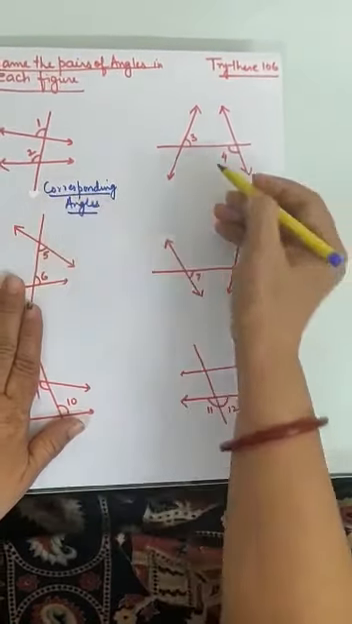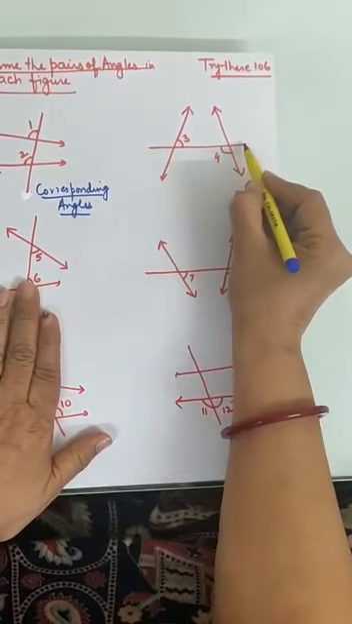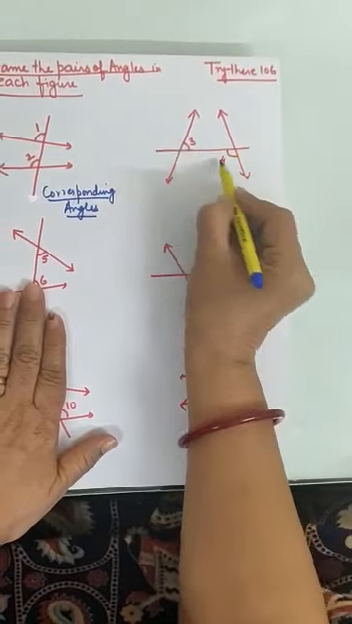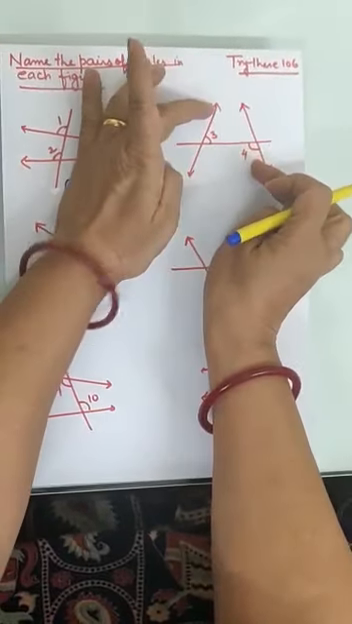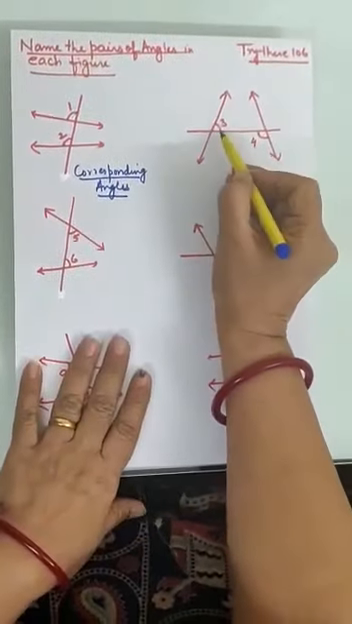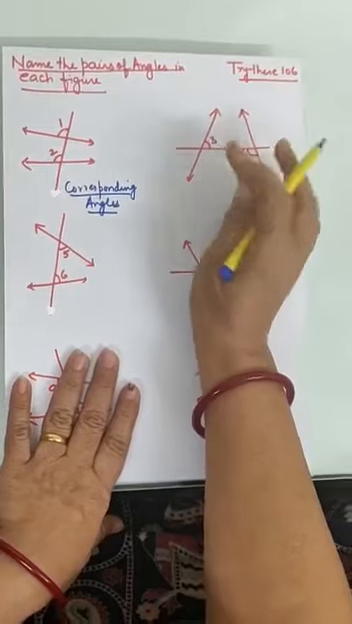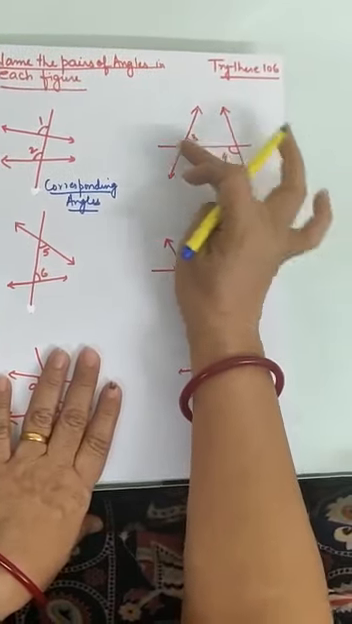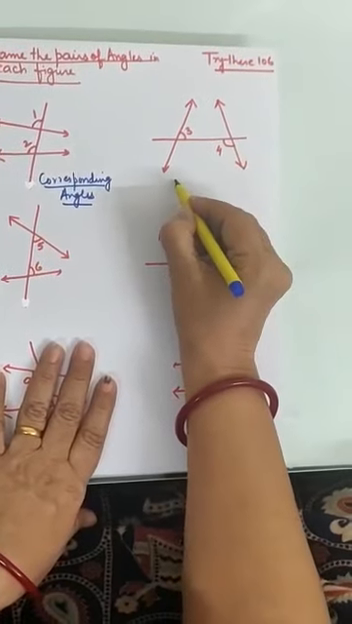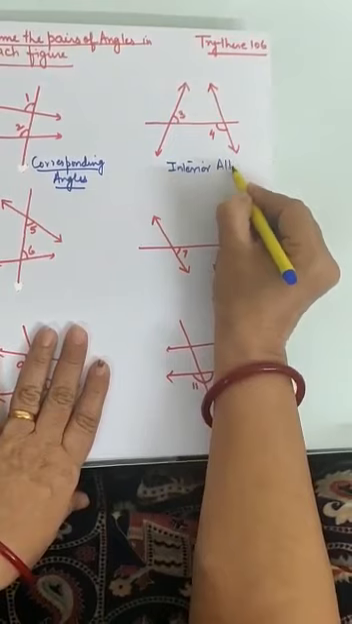Okay. Now see this figure. These are two lines. They are cut by the transversal. Now these two angles are on what? Opposite side of the transversal. They are lying in opposite sides of the transversal. Both are interior angles. This is also interior. This is also interior. And these two do not form the linear pair. So what kind of angles they are? They are pair of interior alternate angles.